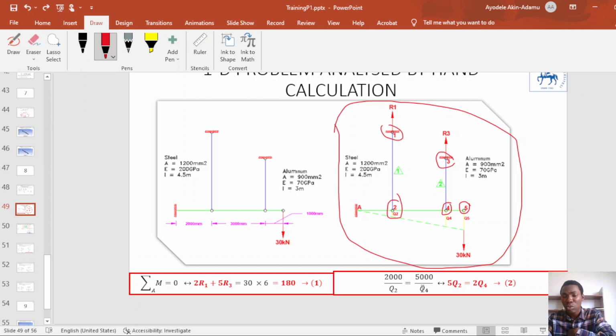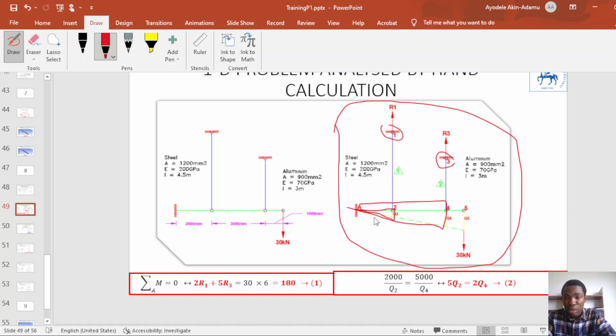Another equation, which we can call the compatibility equation, is that we can relate the deformation at node 2 and node 4 together using a compatibility equation. If you should notice, we have some triangles here, which let me see if I can sketch it out. Triangle A2, this small triangle, and this triangle 2, 4.